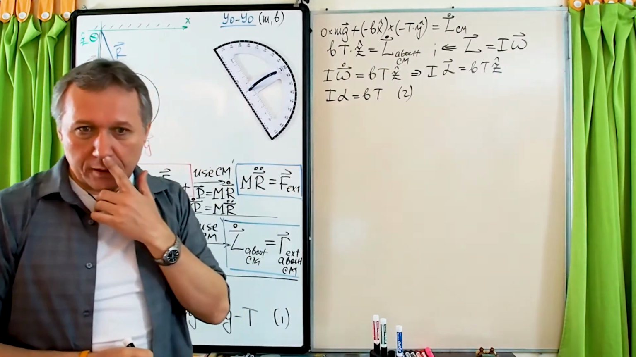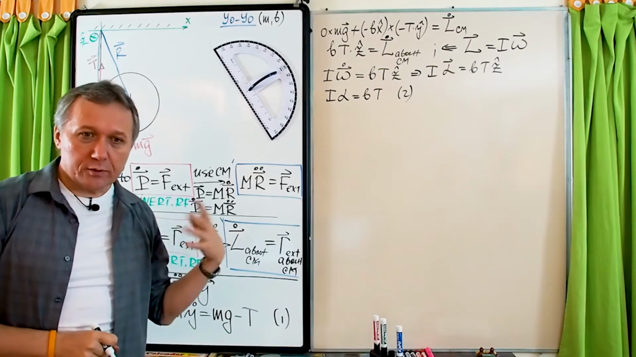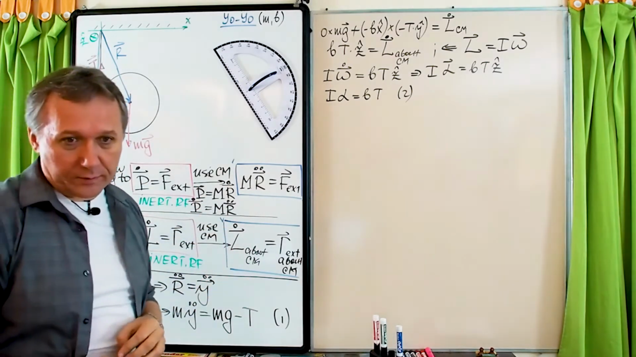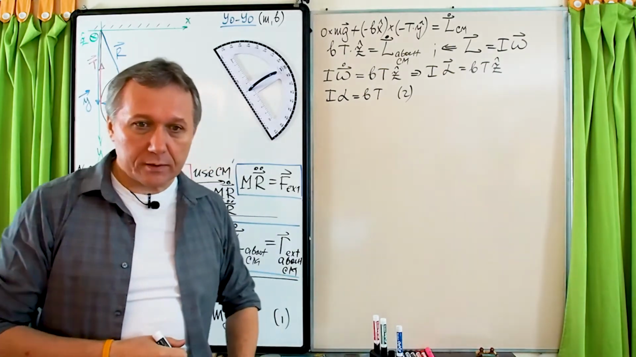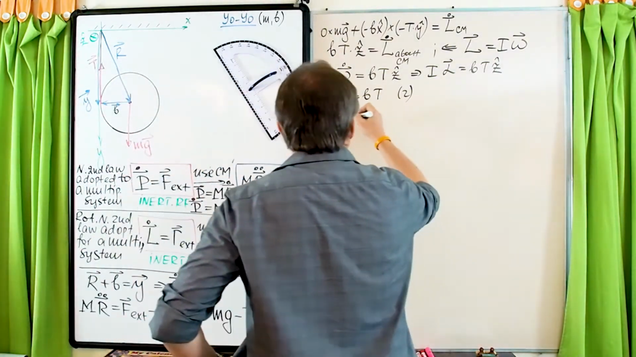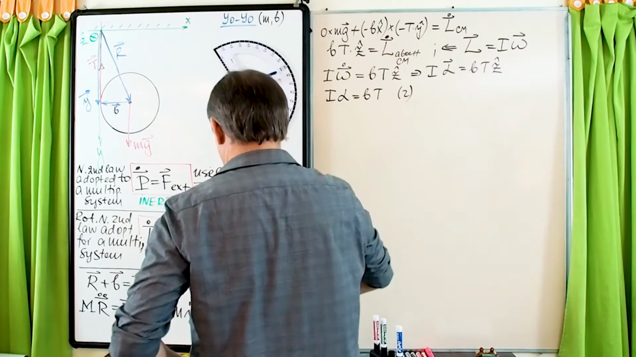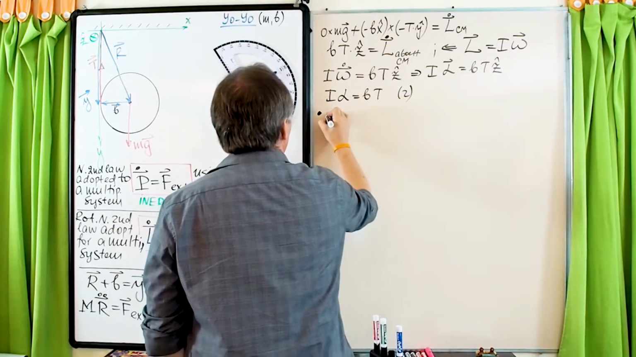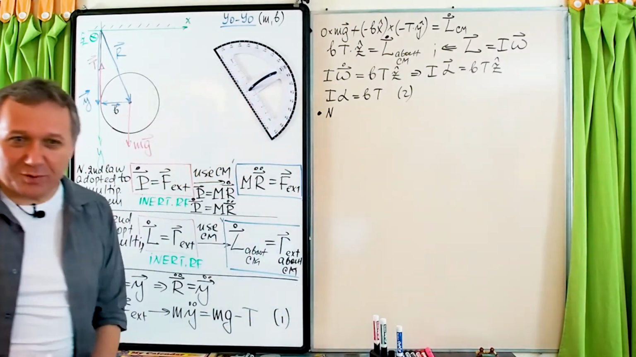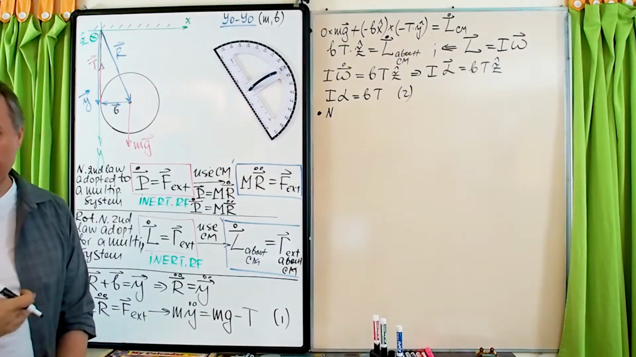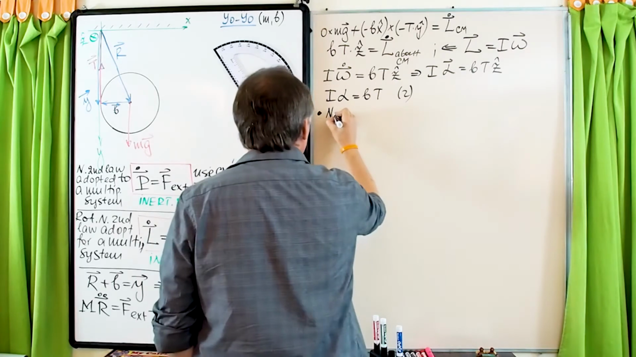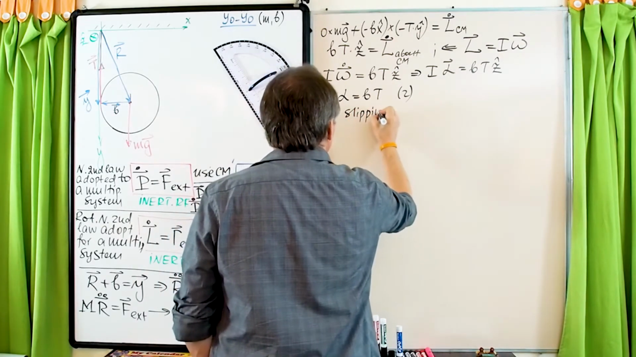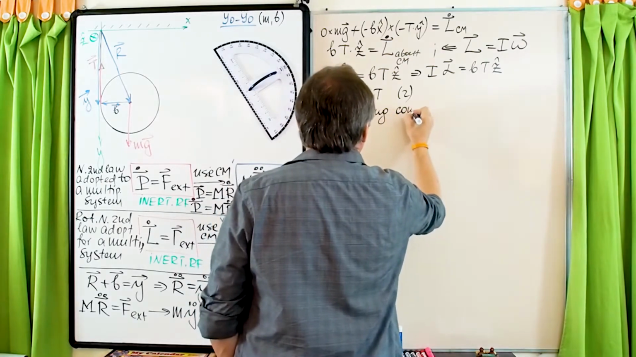But of course, now it's time to utilize the fact that there is no slipping at the point of contact, which is a very common situation. So now we need to connect alpha and y. We need to use a small bullet, basically equation number 3, which we need in order to link these two equations. So the no slipping condition.